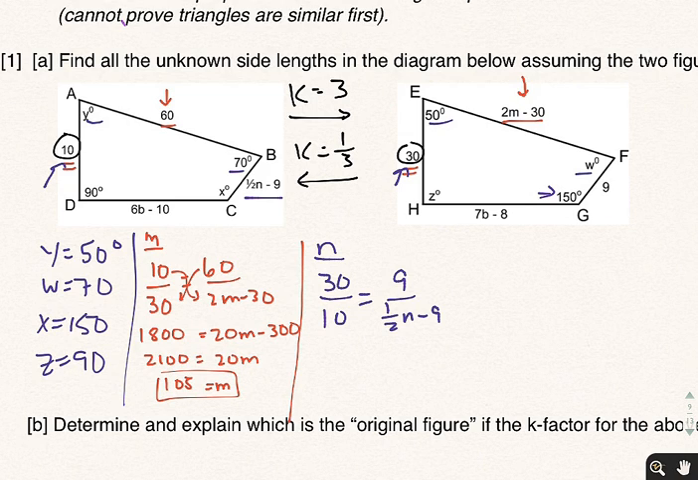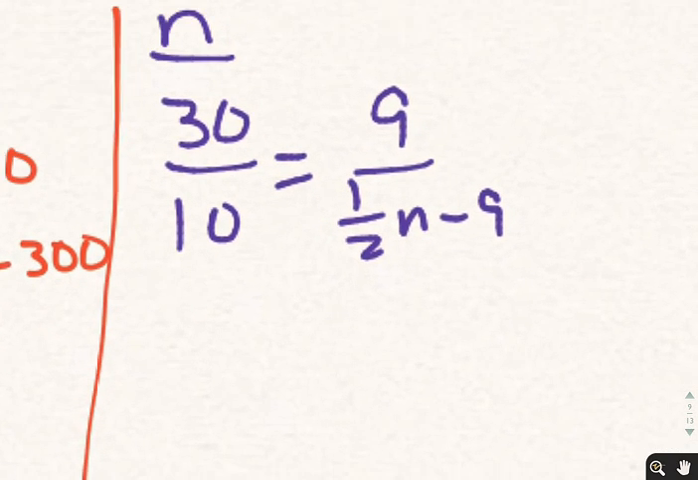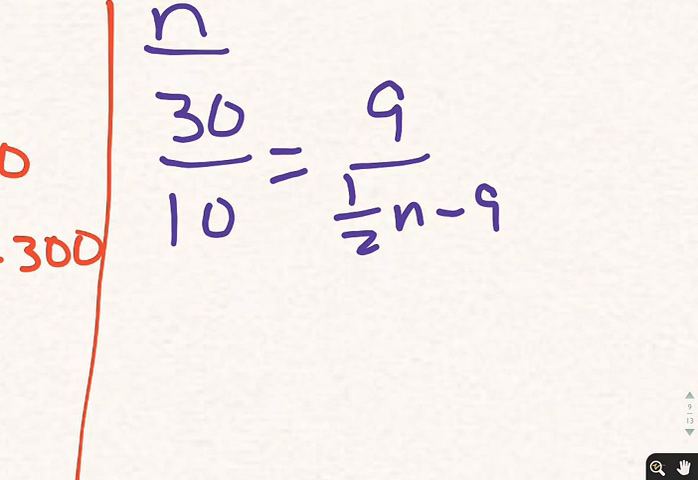They have to keep things aligned. So 30 is on the right, and then 10 is on the left. So I got to go right to left for 9 and 1/2 n minus 9. It's algebra time, so let's get to it.